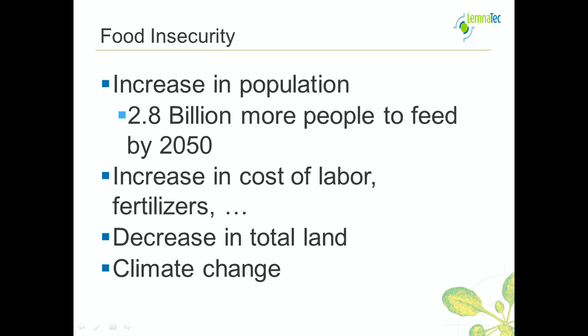As everybody knows, the challenges we are facing in food security are high, and we have 2.8 billion more people to feed by 2050. In addition to the increase in population, we have an increase in cost and labor in agriculture research, and also agriculture itself. So we have a decrease in total land and climate change. All of this leads to the conclusion that we need to have 75% more agriculture product by 2070.